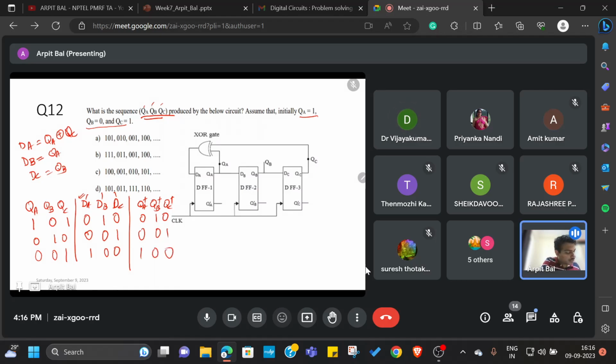So the sequence that we are looking for is, initially it was given to us that it is 1, 0, 1. Then 0, 1, 0. Then 0, 0, 1. Okay, so option A is the correct option. Is everyone clear with this particular point, or is there any further explanation that is needed?